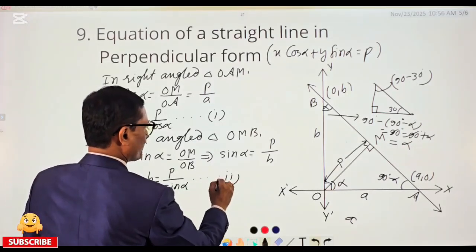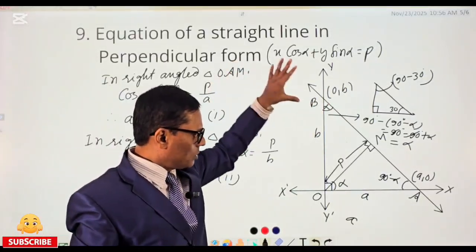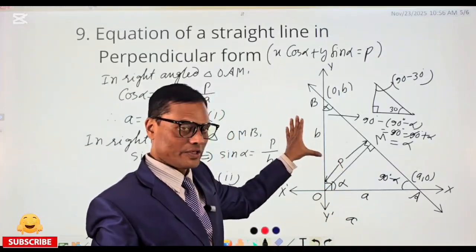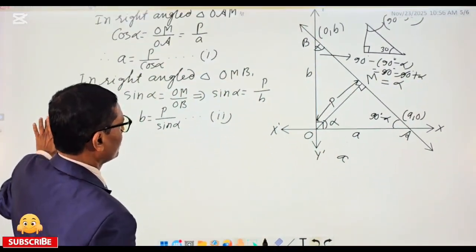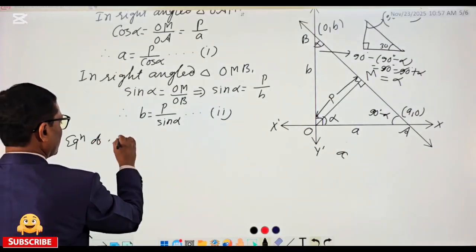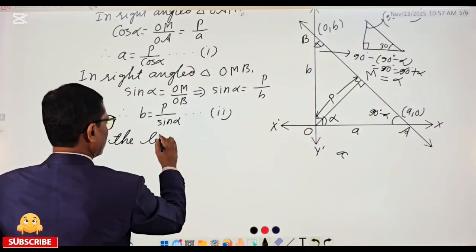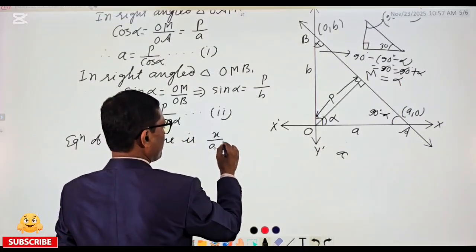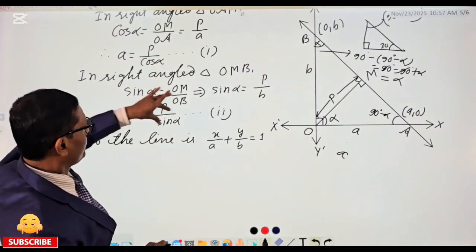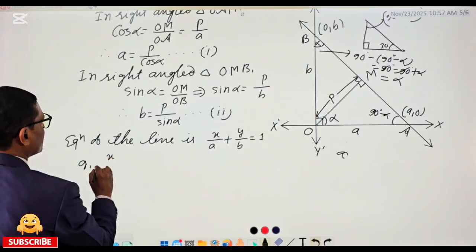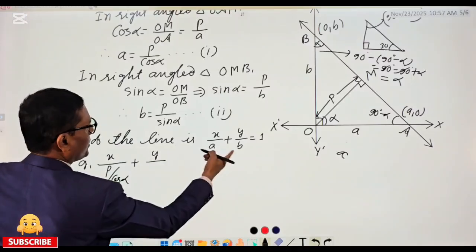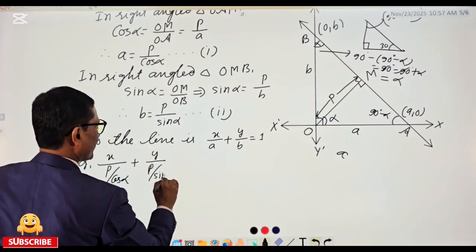That's equation 2. Now, this is also in the double intercepts form, so what can its equation be? x by a plus y by b equals 1. So we can write the equation of the line as x by a plus y by b equals 1. Surely, put the value of a and b. So that is x over p by cos alpha plus y over p by sin alpha equals 1.